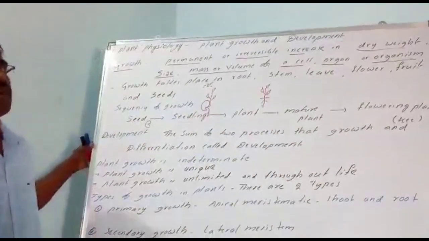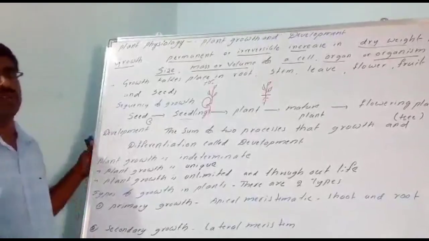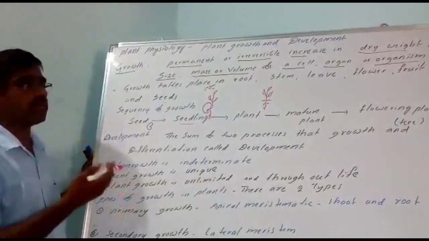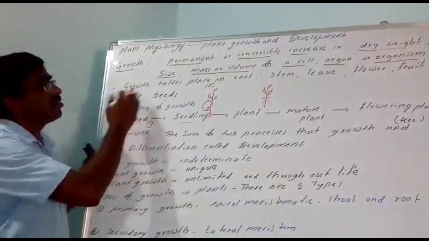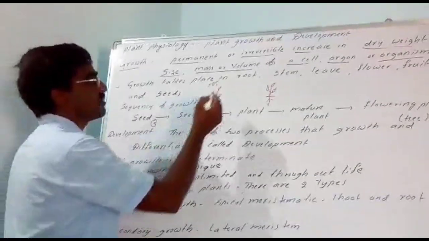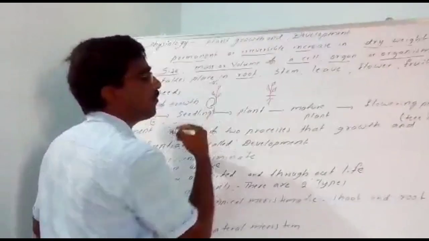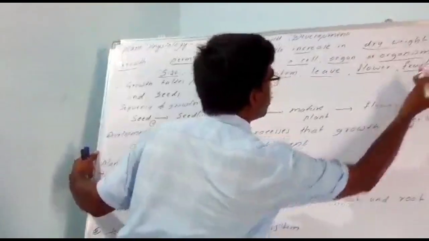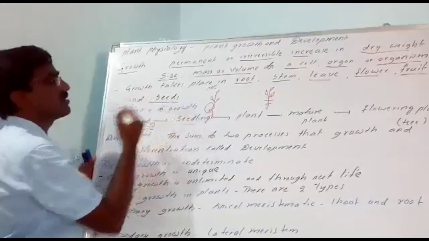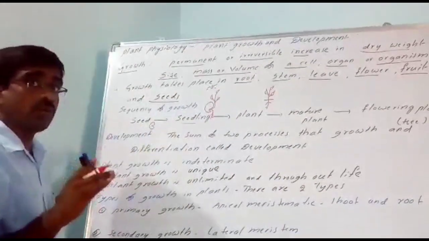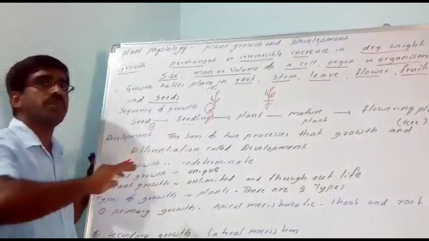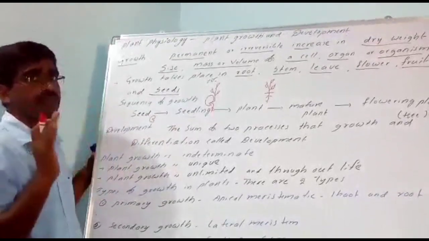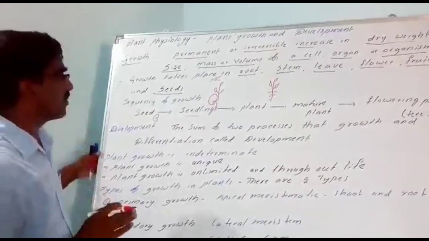Like unicellular plants, such as spirulina, they have a single cell that also can grow, they have a growing capacity. The growth takes place in the following parts: the root portion of a plant, stem, leaf, flower, fruit, as well as seeds. In the sense, plant growth takes place in each and every part of a plant body, and it takes place continuously.